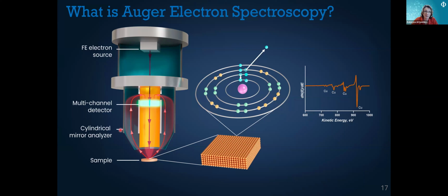Due to the unique design of our instrument, we have a cylindrical mirror analyzer. The line of sight is unobstructed for electrons. So they come out from all of the directions and are directed to the detector. So we can really analyze very challenging three-dimensional, high aspect ratio samples without any shadowing.